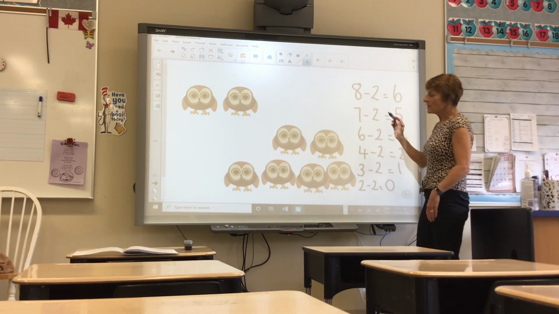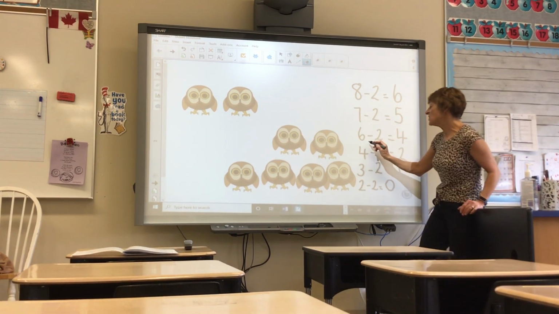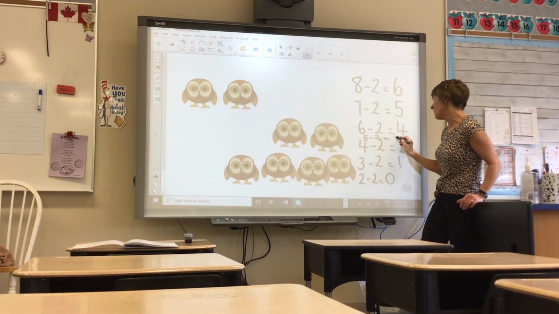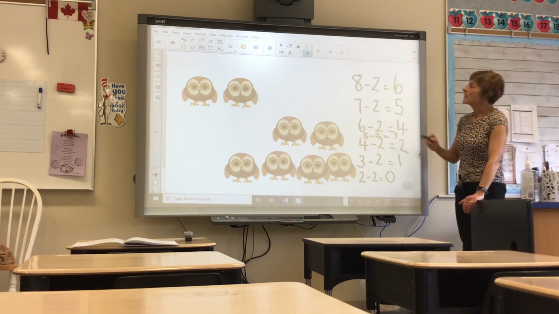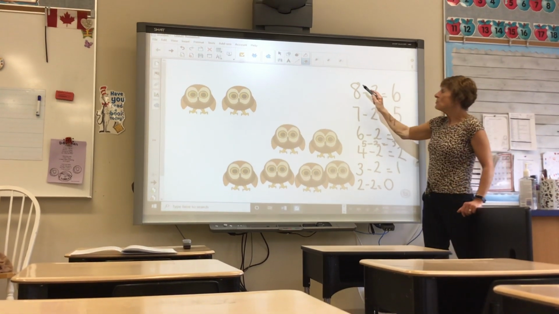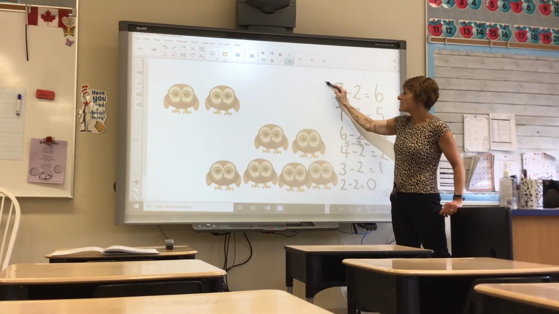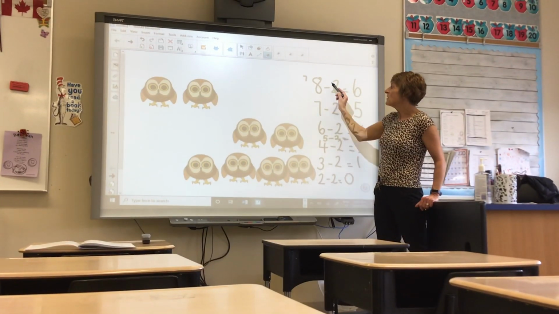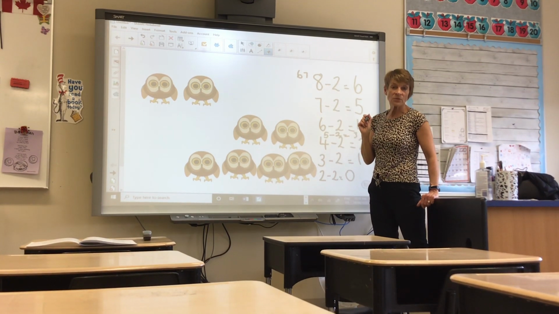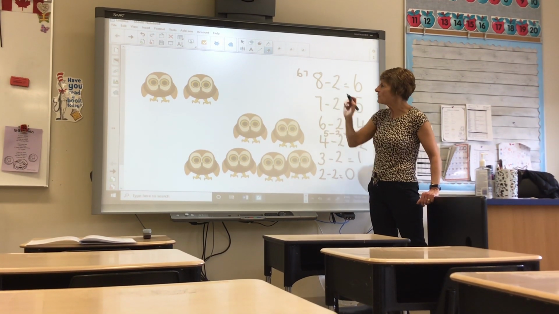So let's see if we can see a pattern here. I'm going to just put this one in so it doesn't ruin the pattern. I forgot to write that down. Okay, so if you have 8 and you take away 2, you know if you take away 1, it's the number before. But if you take away 2, it's 2 numbers before. So we're kind of like skip counting before.